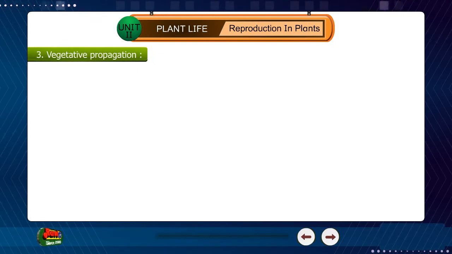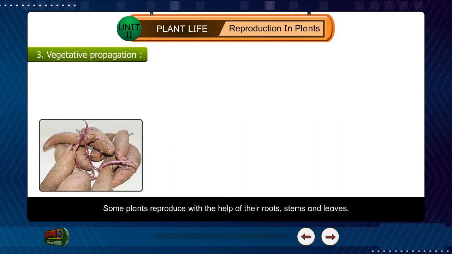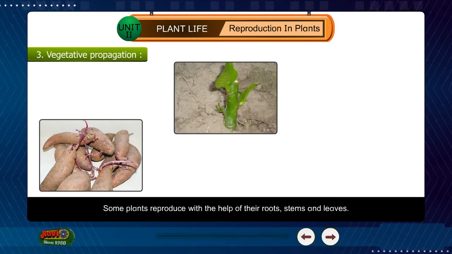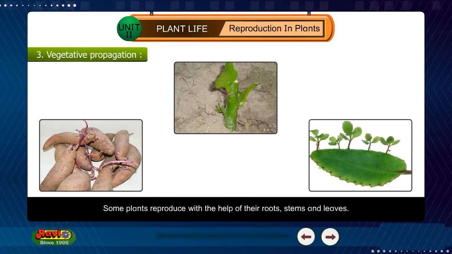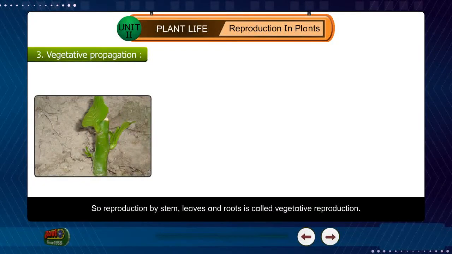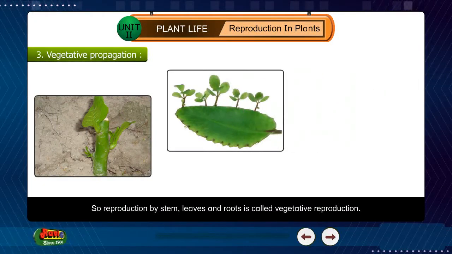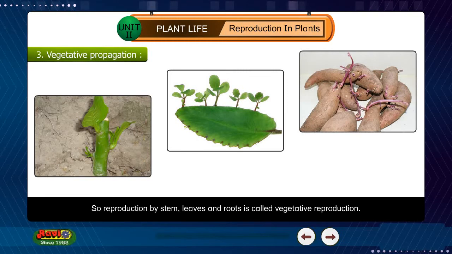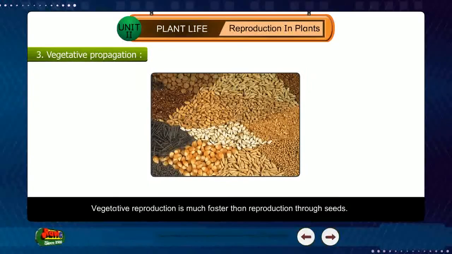3. Vegetative propagation. Some plants reproduce with the help of their roots, stems, and leaves. In certain plants, these parts give out new plants without producing seeds. So, reproduction by stem, leaves, and roots is called vegetative reproduction. Vegetative reproduction is much faster than reproduction through seeds.